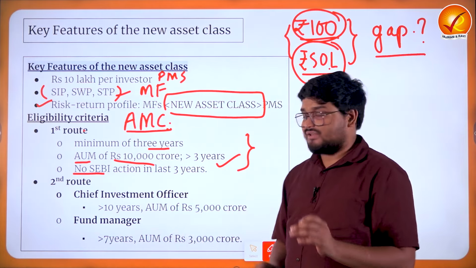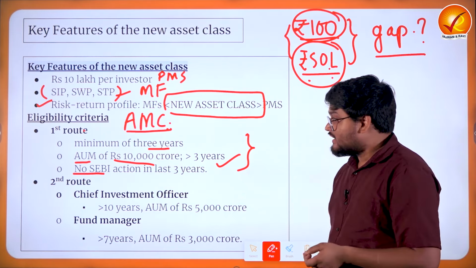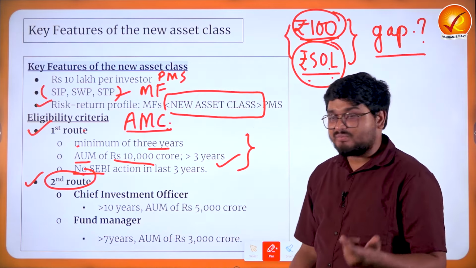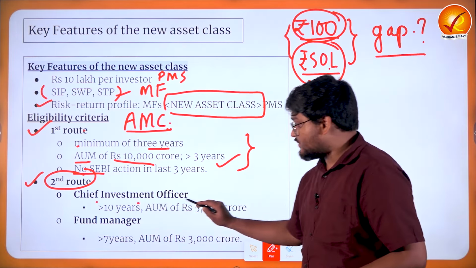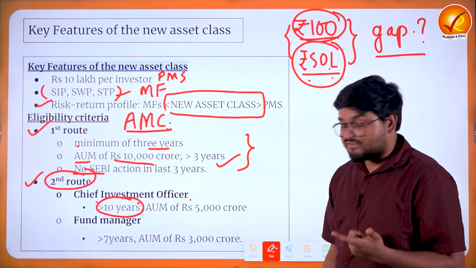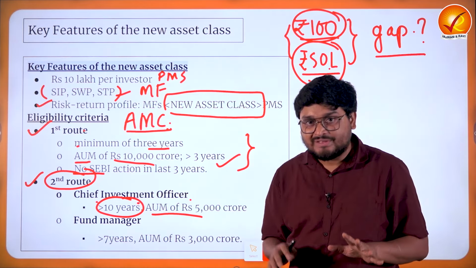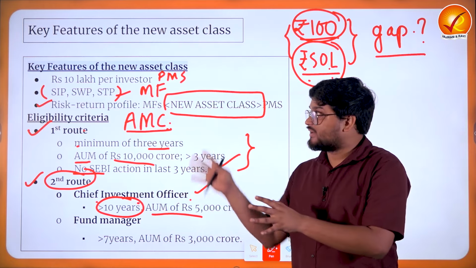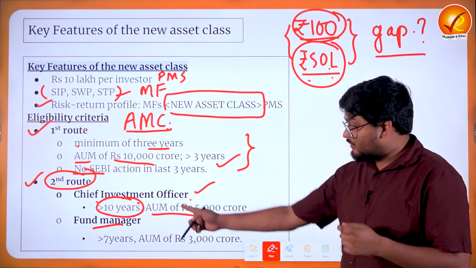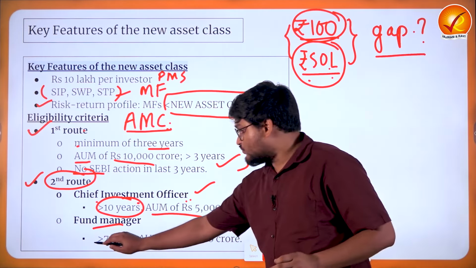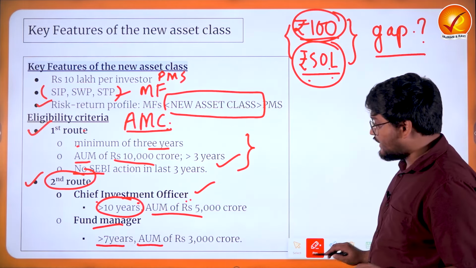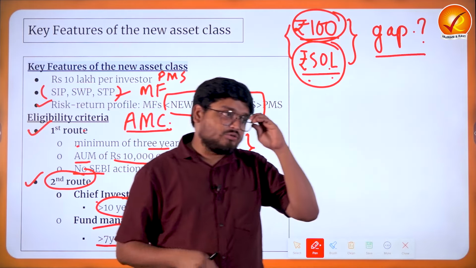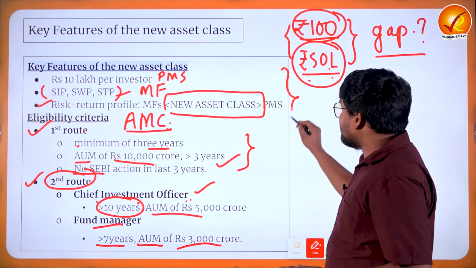That means these asset management companies need to be highly disciplined. Well, that was the first route. If some companies do not fulfil the first route, they can go via the second route. They must appoint a chief investment officer with more than 10 years of experience who is managing 5,000 crore rupees of people's assets. And apart from the chief investment officer, there should also be a fund manager with more than 7 years of experience, maintaining assets under management of 3,000 crore rupees.